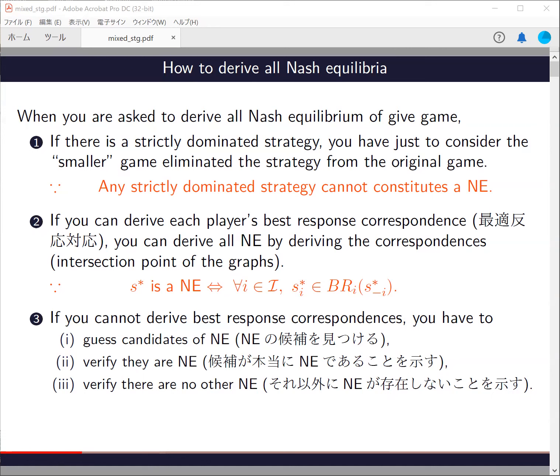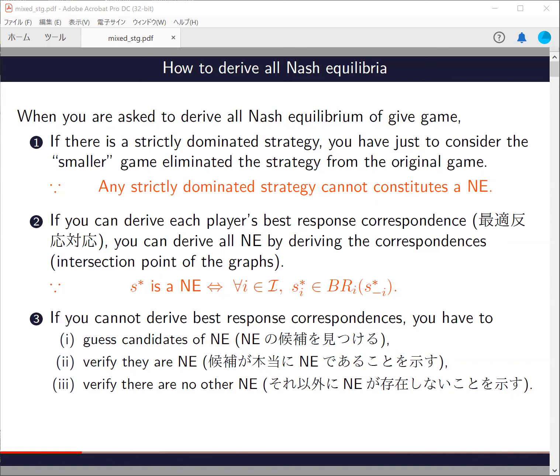Second, if you see what each player's best response correspondences are, you can obtain all Nash equilibria by looking for the strategy profiles in which every player is best responding to each other. This can be done by drawing a graph that shows best response correspondences of each player and finding the intersections of these best response correspondences.